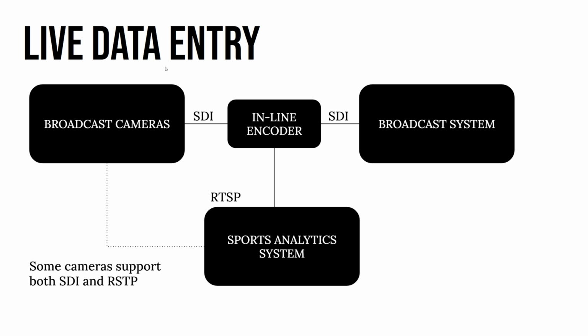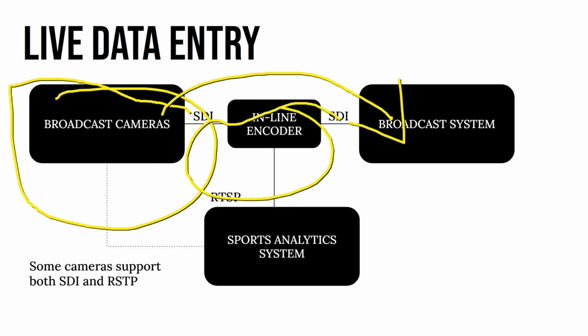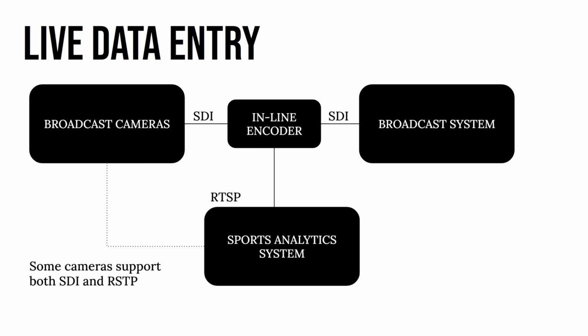So in this example, this is an example of a broadcast camera over here. So we've got our broadcast camera, and generally those are connected to a broadcast system. Now, what we can do in some cases is we can put an inline encoder in, and we can bring that into our sports analytics system. And that's often done with RTSP. And RTSP is a video streaming protocol that allows you to bring the video directly in from a camera.